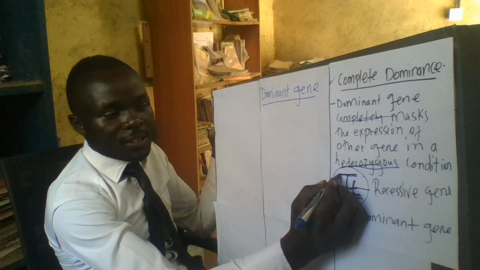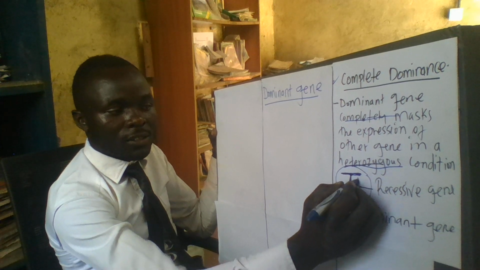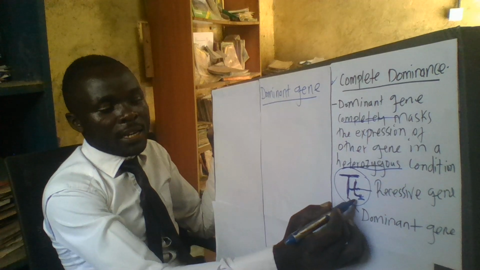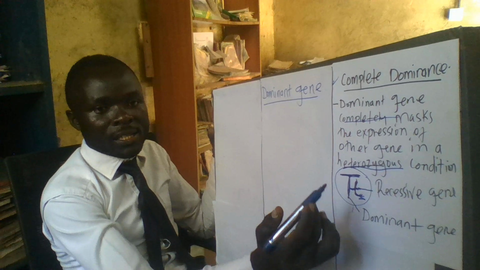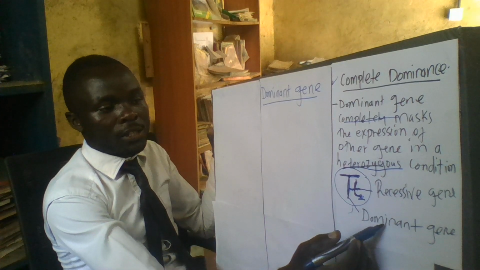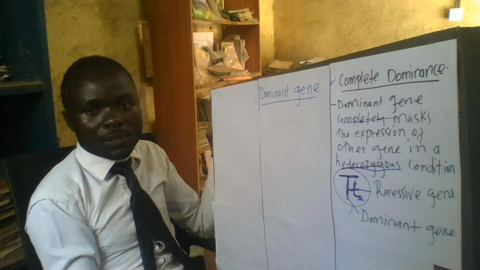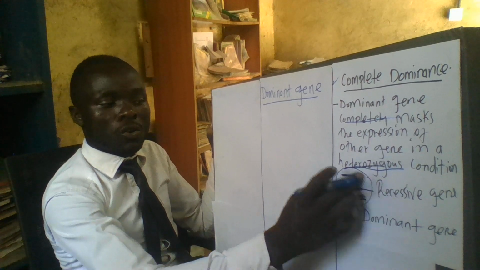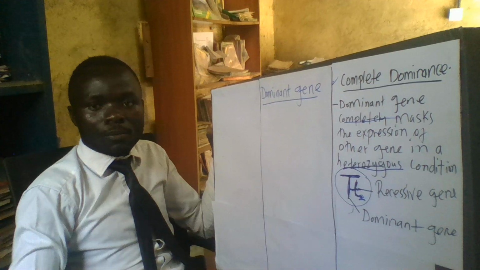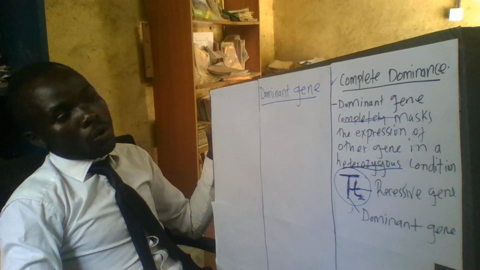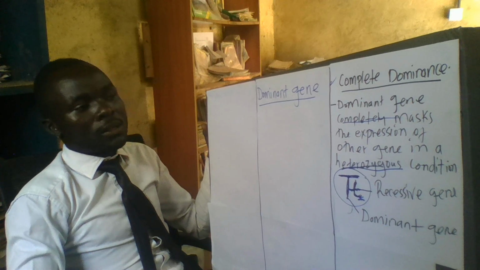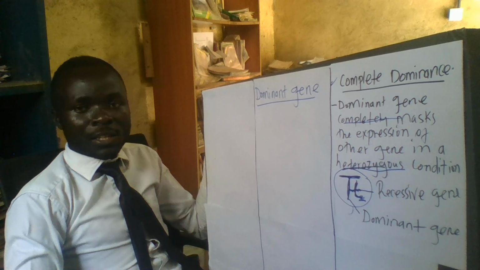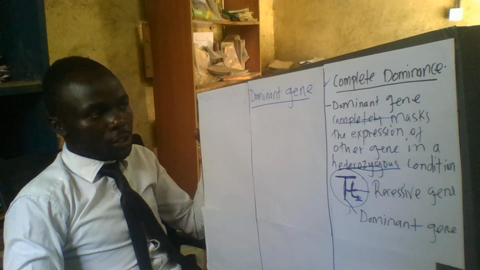An example is capital T here, which is showing the alleles, whereby in this allelic gene, one is dominant, the other one is recessive. So the capital one is the dominant gene, the small one is the recessive gene. We refer to this condition as heterozygous. So in short, complete dominance means that a dominant gene completely masks the expression of the other gene in a heterozygous condition.